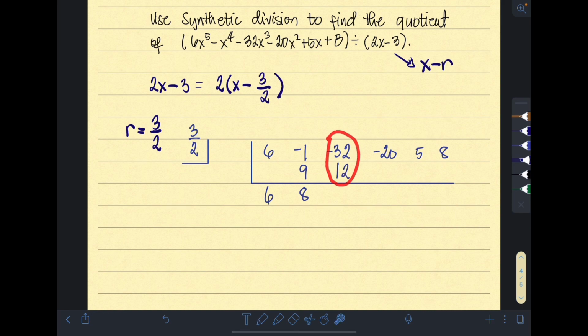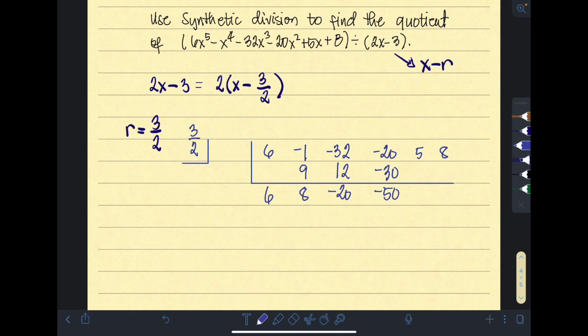And then combine these two numbers in the column. You have negative 32 plus 12, and the result is negative 20. Next step, multiply it again to 3 over 2. So you have negative 20 times 3, that's negative 60. Divided by 2, you have negative 30. You have negative 30, and the next step is combine these two numbers here. You have negative 50.